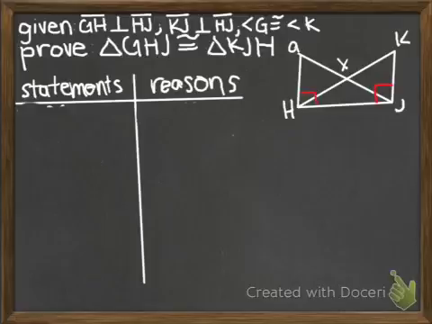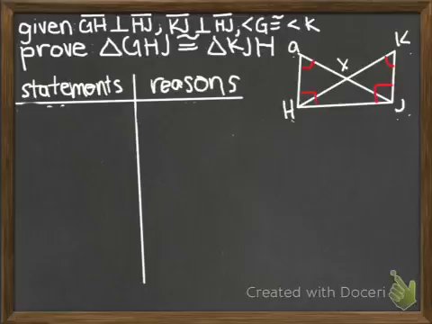Our last given is that angle G is congruent to angle K. So we're going to show that they are congruent. And we have to prove that triangle GHJ is congruent to triangle KJH.